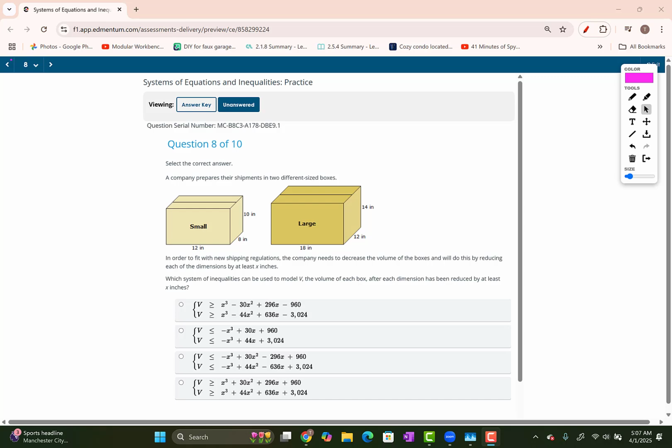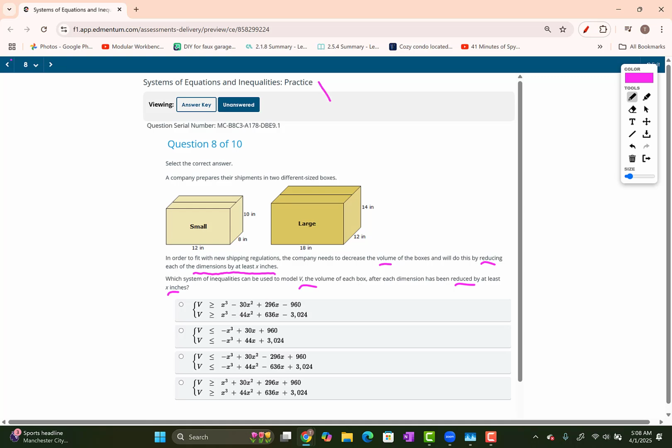Question 8. A company prepares their shipments in two different sized shoe boxes. In order to fit with new shipping regulations, the company needs to decrease the volume of the boxes, and it will do this by reducing each of the dimensions by at least X inches. Which system of inequalities can be used to model V, the volume of each box, after each dimension has been reduced by at least X inches?